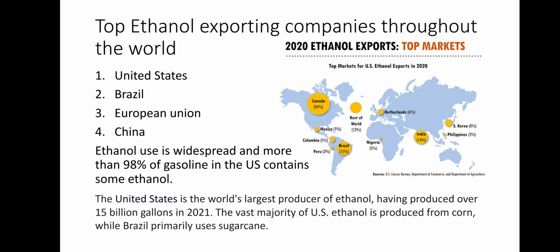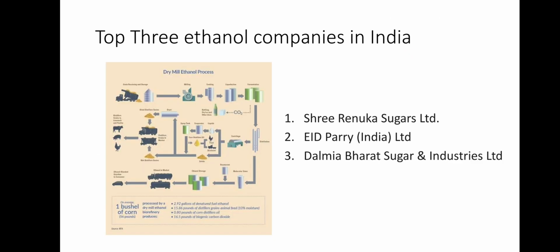The first one is the United States. The second one is Brazil. The third one is the European Union, and the fourth one is China. Ethanol use is widespread, and more than 98% of gasoline in the US contains some ethanol. The United States is the world's largest producer of ethanol, having produced over 15 billion gallons in 2021. The vast majority of US ethanol is produced from corn, while Brazil primarily uses sugarcane. The top 3 ethanol companies in India are Sri Renuka Sugars Limited, EID Parry India Limited, and Dalmia Bharat Sugar and Industries Limited. These are the top 3 companies in India that produce ethanol.